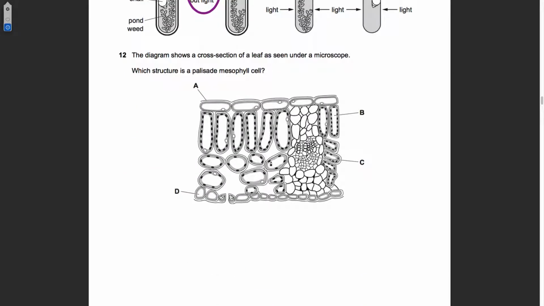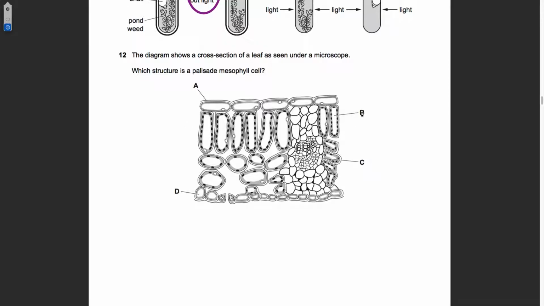Question 12. The diagram shows a cross-section of a leaf as seen under a microscope. Which structure is the palisade mesophyll cell? So going through, it helps if you know these structures, if you've learnt your diagrams. A, waxy cuticle. That's the bit at the top that protects the leaf from water loss and pathogens entering the leaf. B is actually the palisade mesophyll cell.